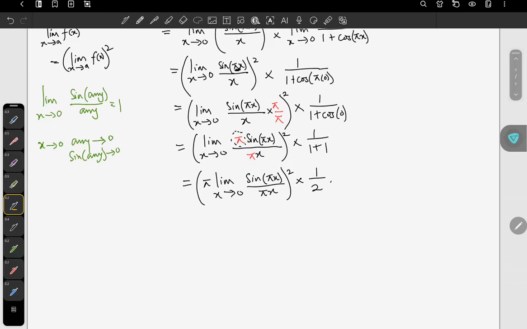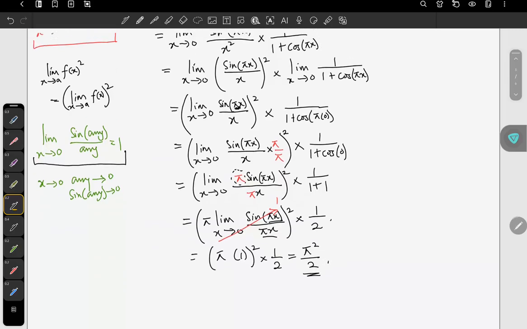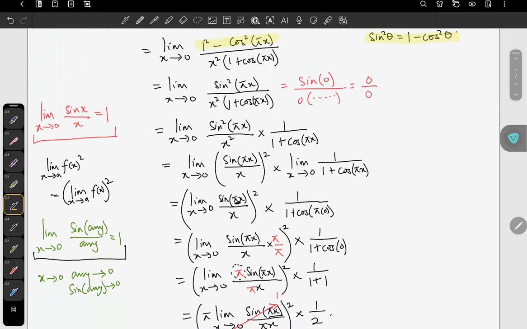So in this case now, this is pi times 1 squared. Why is it pi times 1 squared? Because we already know that the limit of sine of anything over anything as x goes to 0 is equal to 1. And in this case, our anything is pi x. So that limit is equal to 1. So we have pi times 1 squared times 1 over 2, which is equal to pi squared over 2. We have successfully avoided the use of L'Hopital's rule, and we have gotten the answer to the limit.